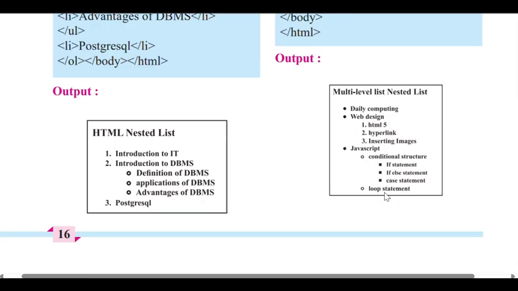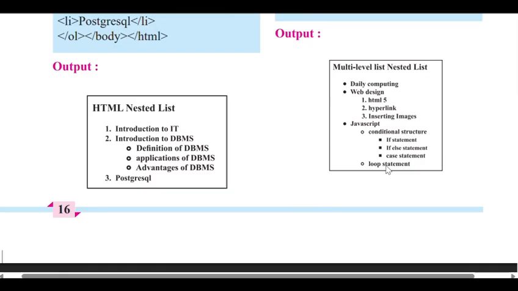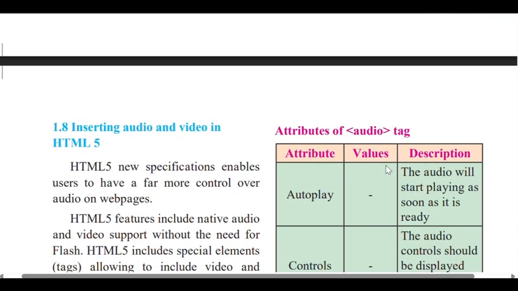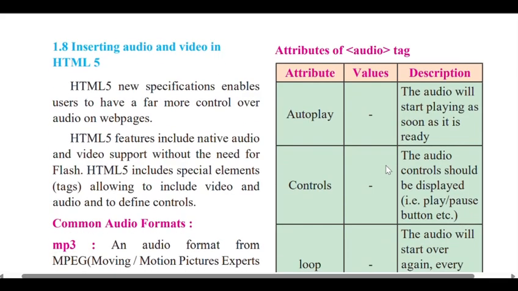You can see this type of thing will come. This is a multi-level nested list because we have used both tags, unordered list and ordered list. In the ordered list we have used numbers 1, 2, 3. But in the unordered list we have used two to three things: daily computing, where these circles are default, and these conditional items, and these squares also. This is called a multi-level list. In the same code, we can use many attributes. That is called a multi-level nested list.